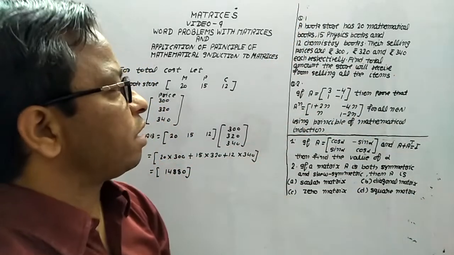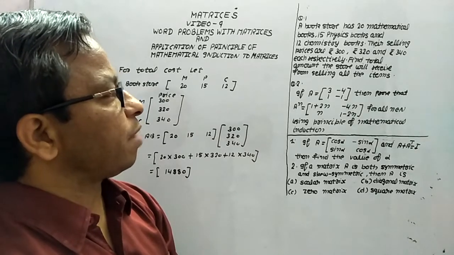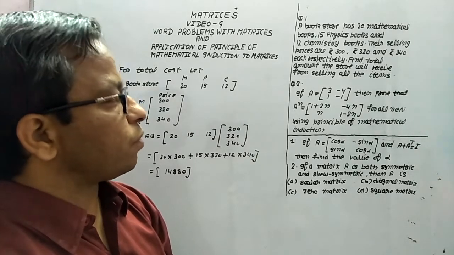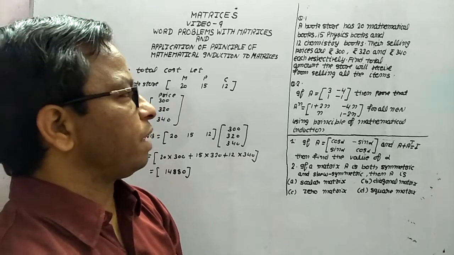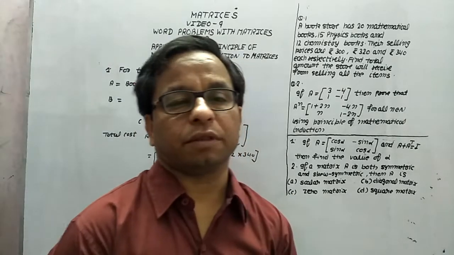A bookstore has 20 mathematical books, 15 physics books and 12 chemistry books. Their selling prices are rupees 300, rupees 320 and rupees 340 each respectively. Find the total amount the store will receive from selling all the items.